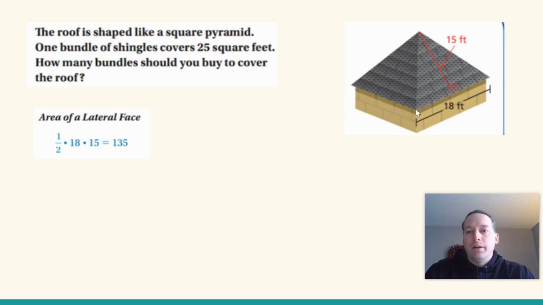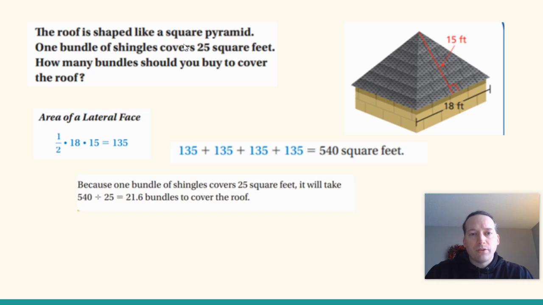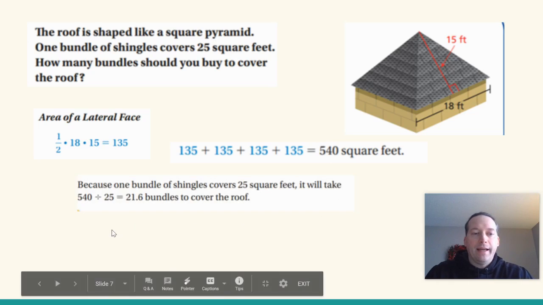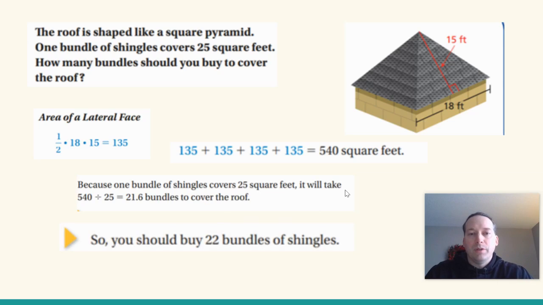So we have a length of 18, a base of 18 and a slant height of 15. So 1/2, 18 times 15 is 135. Well, you have 4 of them. Multiply that by 4, it comes out to be 540 square feet. Each bundle covers 25 square feet, so we got to take that, divide it by 25, and it comes out to be 21.6. So you need to buy 22 bundles of shingles and hope that there's no problems.